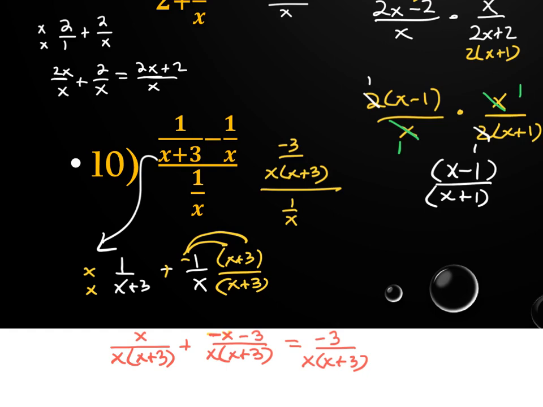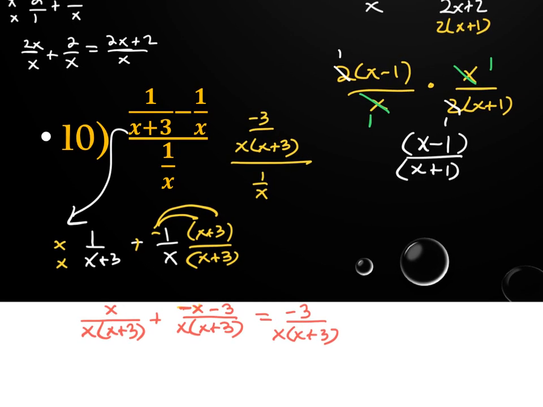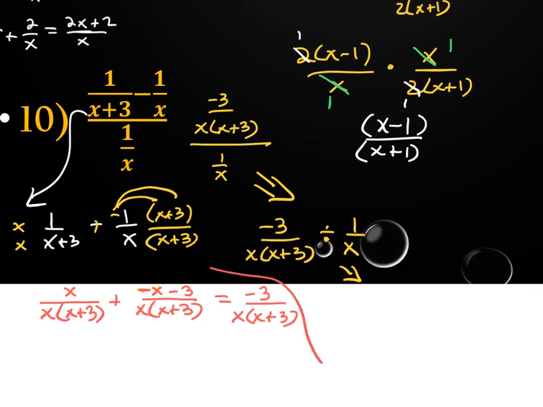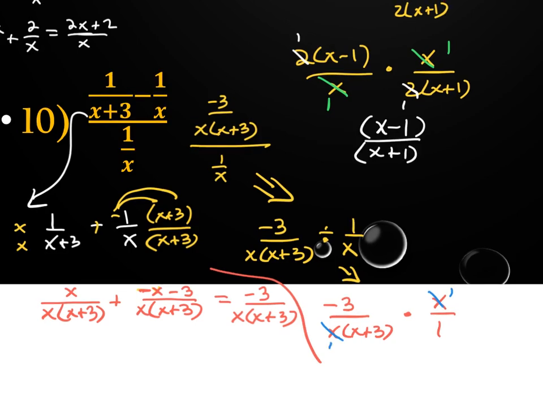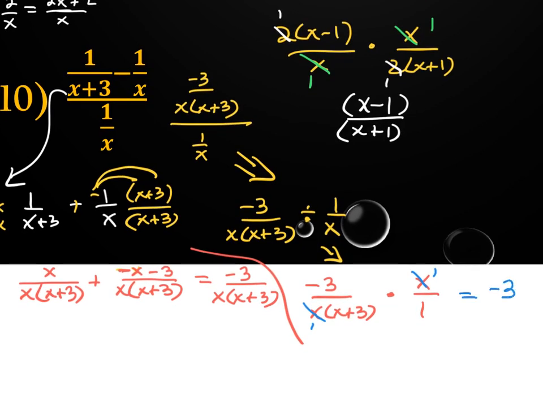Now I'm going to turn it into a division problem. So it's -3 over x times x plus 3 divided by 1 over x. And I'm going to come down here so I can write it in a darker color. So now I have -3, keep, change, flip. Only thing that simplifies are the x's. So final answer here is -3 over x plus 3.